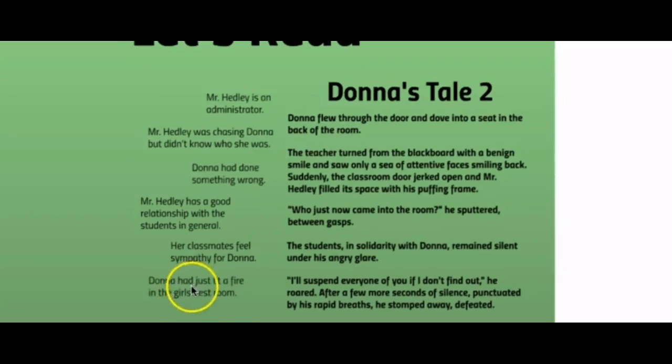How about this? Donna had just lit a fire in the girls' restroom. There's really no evidence that had happened. But could it be true? Could it be that that's exactly what happened, and that's why she came into the room, and that's why he was running after her, and that's why she didn't say who she was? Could it be that this is really what went on? And it's not that he was being mean.